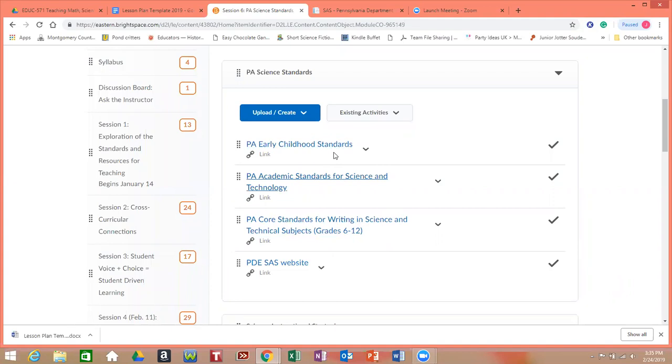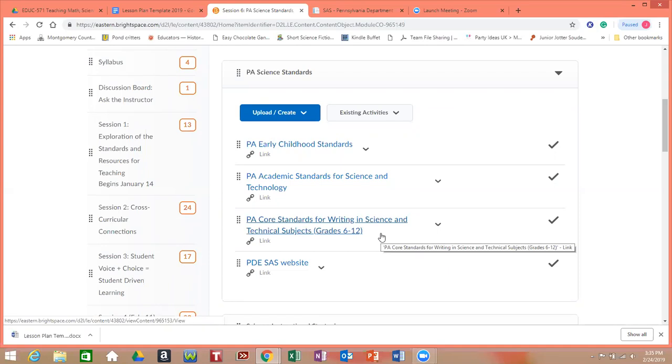They have separate standards for PA early childhood, so that would be like pre-K to grade 2. And then they have separate standards for the PA academic standards for science and technology, which goes from grades 3 to 8. They don't really have common core standards for science. They have the PA academic standards for science, but they do have core standards for writing in science and technical subjects, and this is specific to grades 6 through 12.